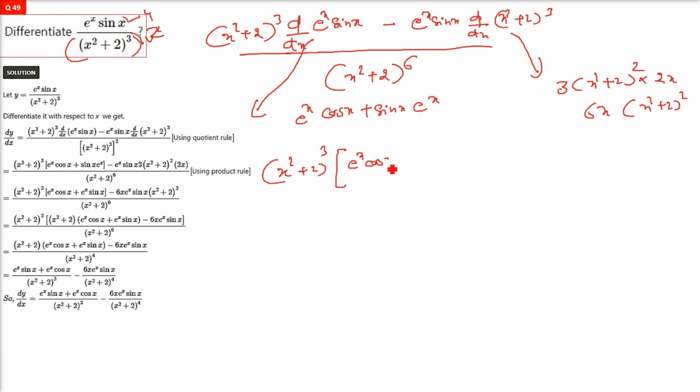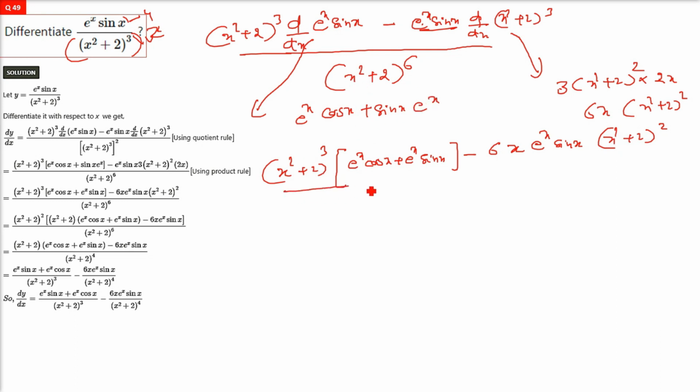It is e to the power x cos x plus e to the power x sin x. And then we have a subtraction, and 6x into (x square plus 2) whole square it will be, along with e to the power x sin x. So let us arrange them the way the examiner wants us to do. So we have 6x e to the power x sin x and x square plus 2 whole square. Alright.